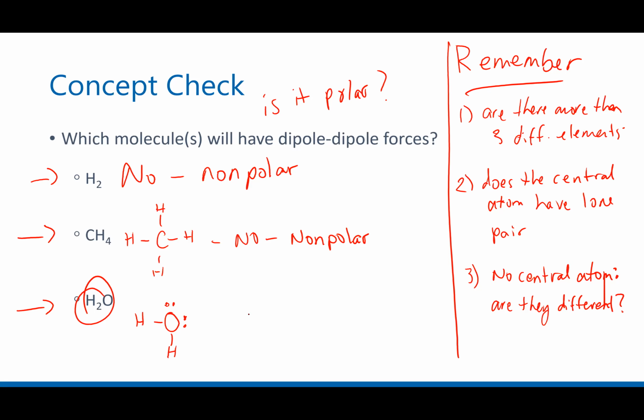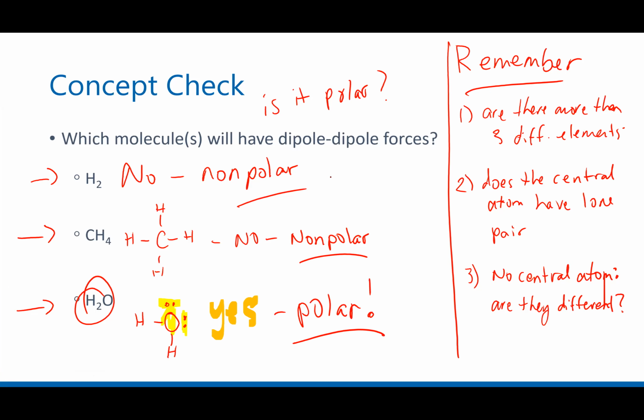More than 3 elements? No. Number 2, does the central atom have lone pairs? Absolutely. This central atom has 2 lone pairs. Oxygen is the atom that all of the other atoms are bonded to. Okay, so we get the answer yes. I didn't mean to write it like that, but here we are. So this is polar.